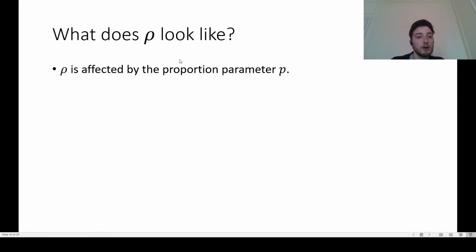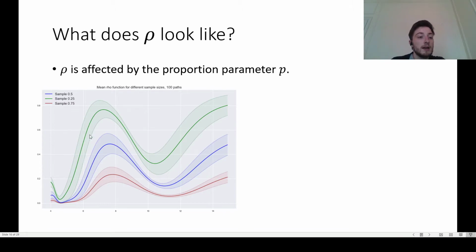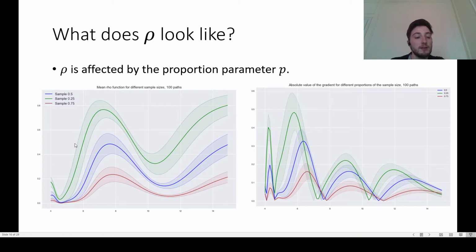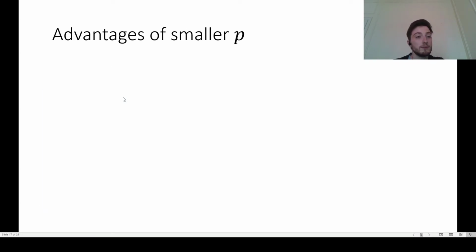Finally, rho also is affected by the proportion parameter p. This is an example. In the first case, the sample size is 1/4 of the batch. Second, it's 1/2 of the batch. And finally, 3/4 of the batch. You can see that the minimum is slightly different in each case, but still similar. But also the amount by which rho varies can change, which means that the absolute value of the gradient is in this case more important when the sample size is small.